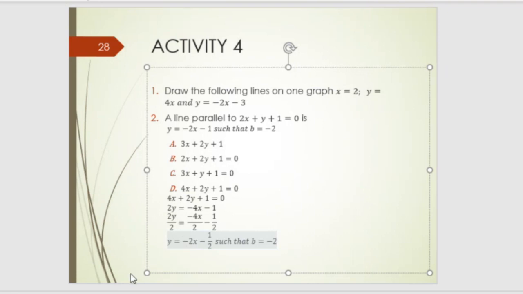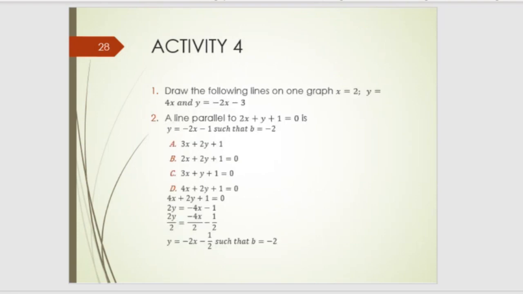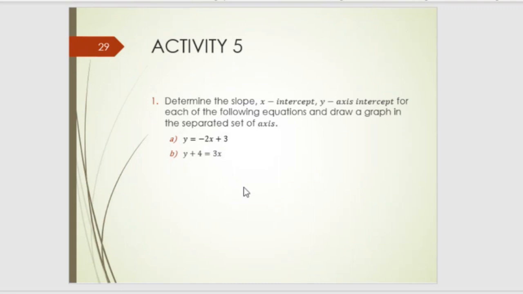All right. So this is how you go about it. So that was it in terms of that parallel thing. Now let's see this one. Determine the slope and the y-axis intercept for each of the following equations. Draw in a separate set of axes. We have got y equals to minus 2x plus 3.